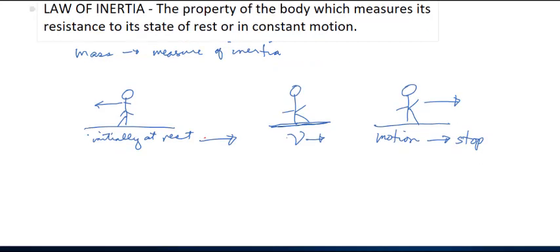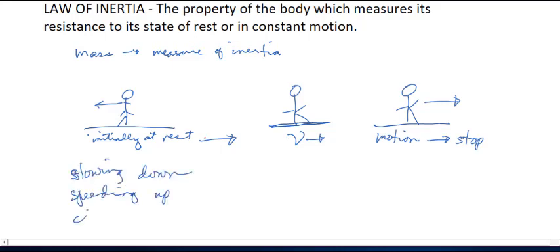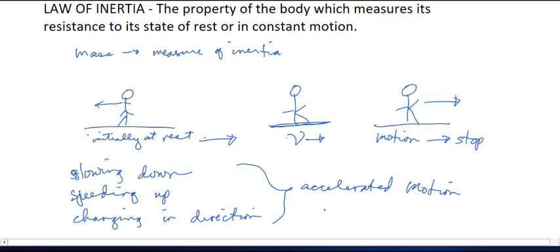Therefore, when we see an object slowing down, speeding up, or changing direction, this is a case of accelerated motion. There is already an unbalanced external force acting on the body, so F net is no longer equal to 0. This is our topic for the next session: the second law, Newton's second law of motion.